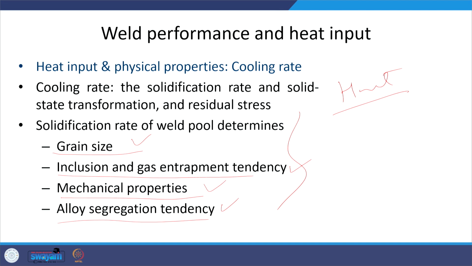On the other hand, if you are using a low heat input process like laser welding or electron beam welding, then the heat input will be reduced, the solidification time will be reduced, and the cooling rate will be increased. That in turn will lead to a fine grain size, increased inclusion and gas entrapment tendency, improved mechanical properties, and reduced alloy segregation tendency. Now, here I will summarize this presentation.